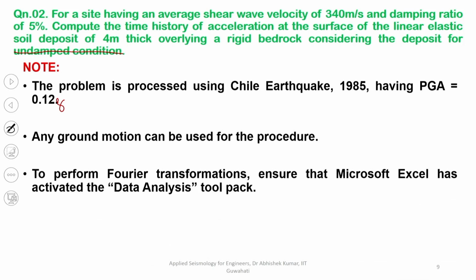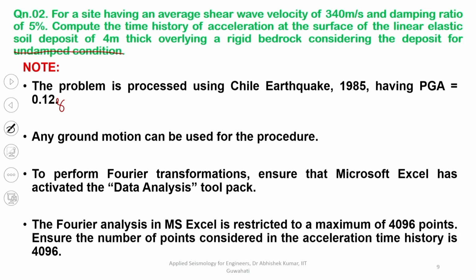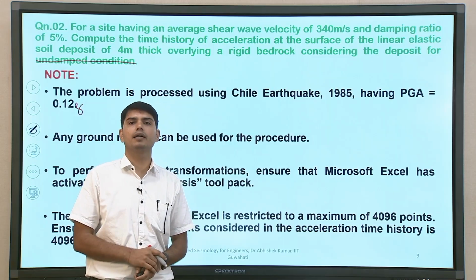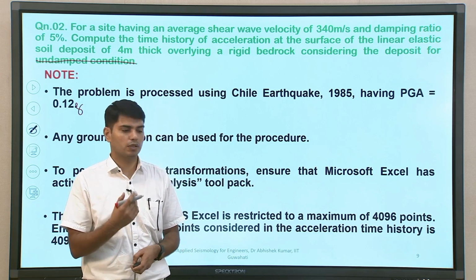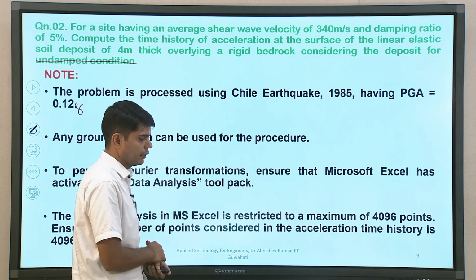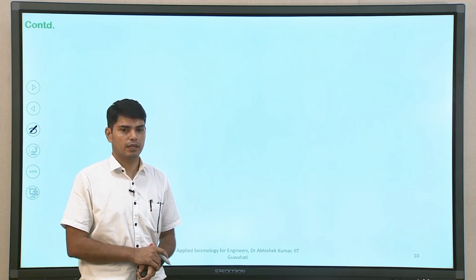To perform this, we will be discussing in terms of Fourier spectra, so we will be using fast Fourier transformation in Excel. You can go to the data analysis tool pack and activate fast Fourier transformation in your Excel. Similarly, in other tools you can also solve this example. As we mentioned, the Fourier analysis is restricted to a maximum of 4096 points, so one has to ensure that 4096 points in the acceleration time history are there to do the Fourier analysis.